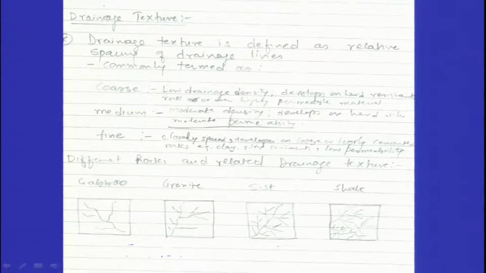Now, along with the drainage density, another important part is what we call drainage texture. Okay. So the drainage texture is defined as the relative spacing of drainage lines, commonly termed as coarse, medium and fine. So in terms of coarse, what you have is low drainage density, which develops on hard resistant rocks or over highly permeable material. Okay.